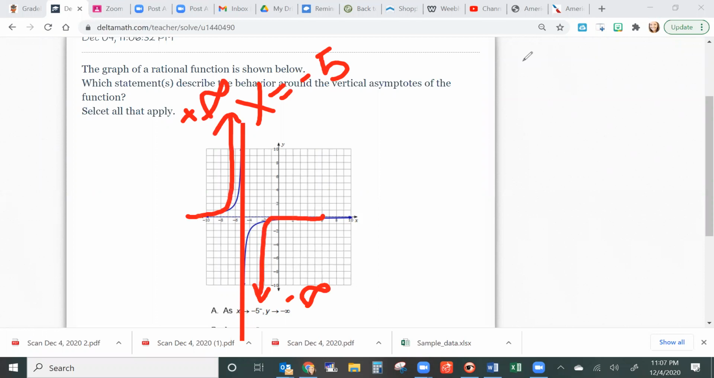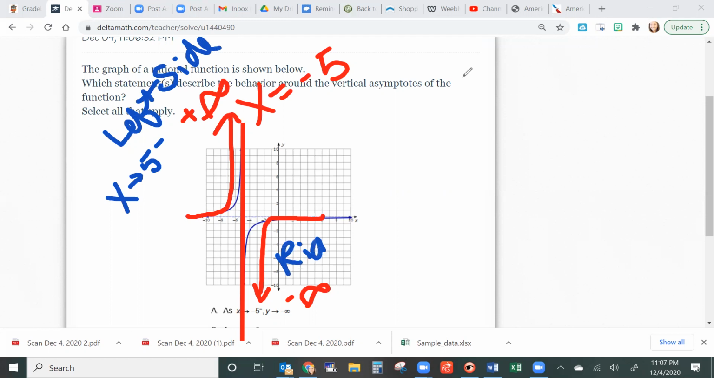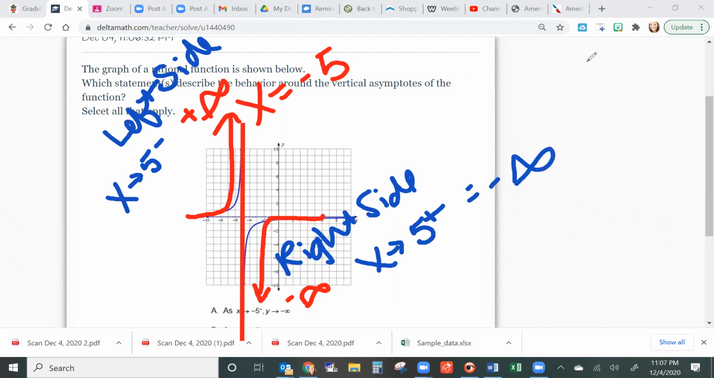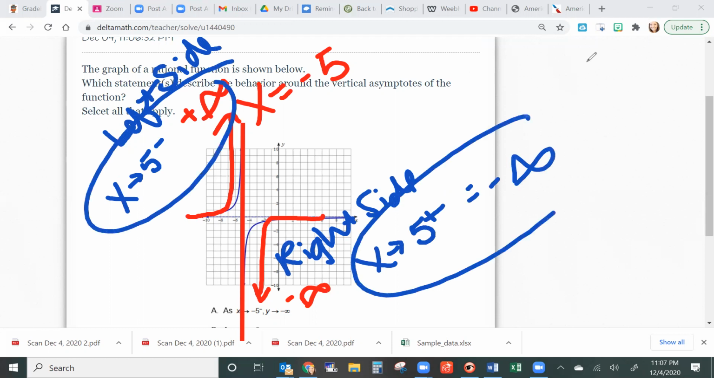So remember, all that you have to do is identify which side is the left and which side is the right. I'm going to do that in blue here. This is the left side of the graph, which means that x is approaching -5 from the minus side, because it's the left side of that asymptote. Versus over here, I'm on the right side of that asymptote, which means that x is approaching -5 from the positive side. And I would want a -infinity. Versus on this side, I want a +infinity because it's pointed up.